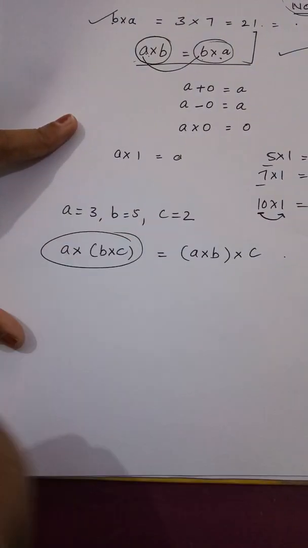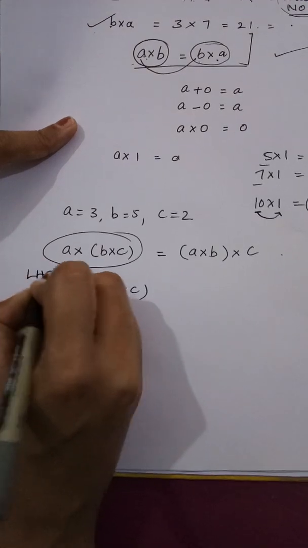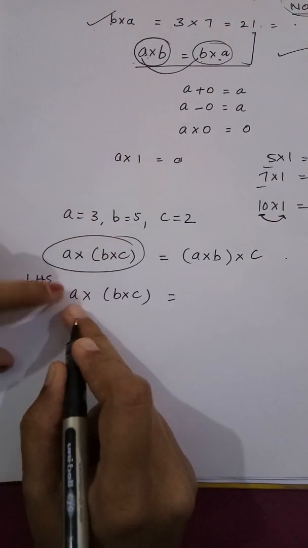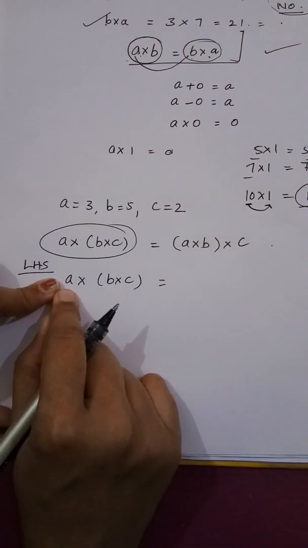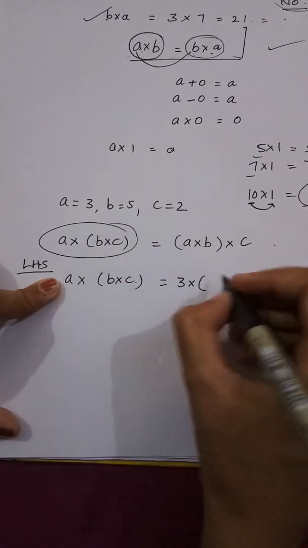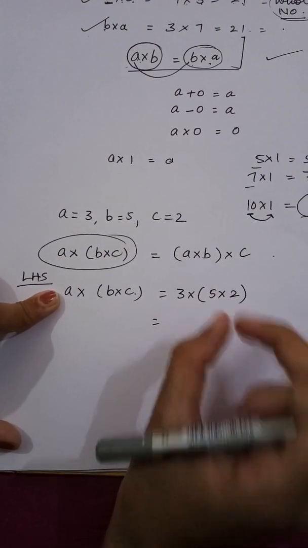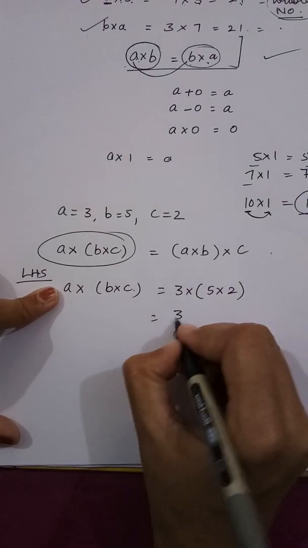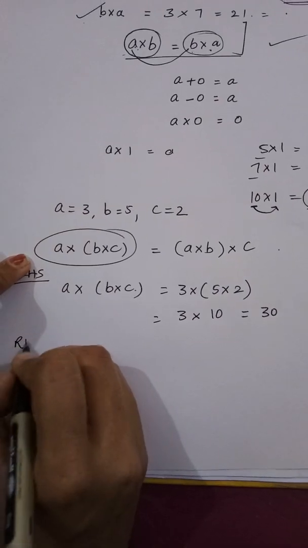Now firstly let me solve this. (A into B) into C. This is my left hand side. Let me solve this. Instead of A, B and C, put these values of A, B and C. Instead of A, I will be putting 3. Now, B and C, what is B? 5. What is C? 2. Now, whatever is inside the bracket, we will solve it first. 3 into 10. What is the answer? 30. Now, let's move to the right hand side.